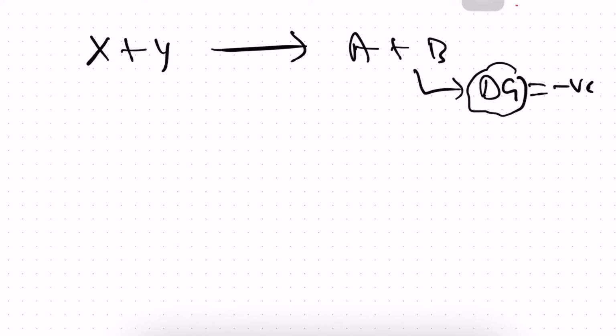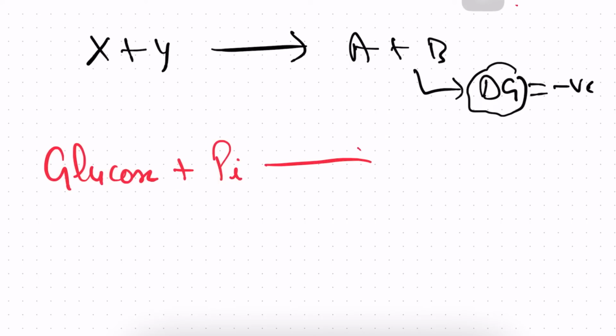Now I just want to tell you that within the cell you have reactions like glucose interacting with inorganic phosphate, and you see the formation of glucose 6 phosphate.